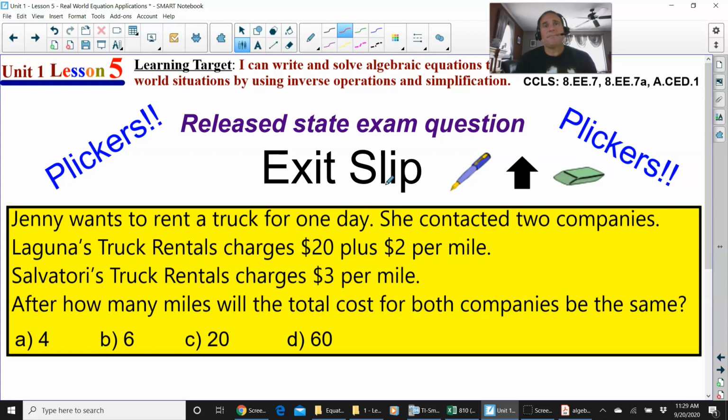Just remember an equal sign in the middle. Line up the company Laguna's on one side, and on the other side the other company. Solve it and you will get your answer. Go ahead, give it a try. Press pause now.